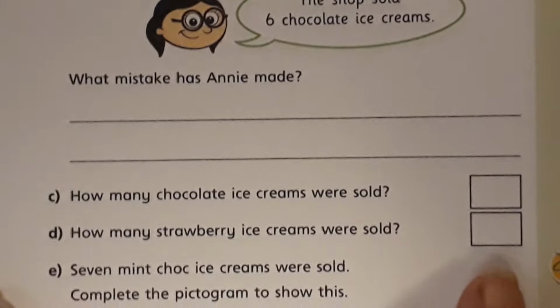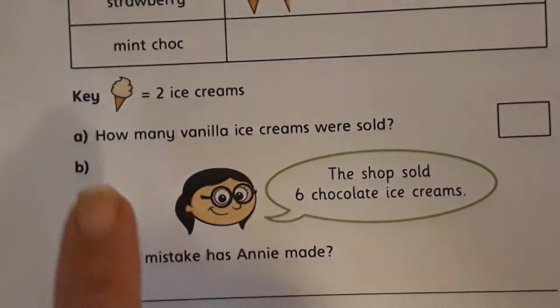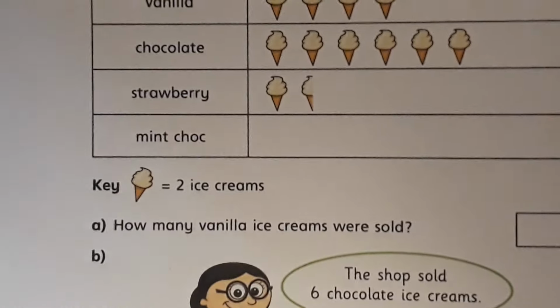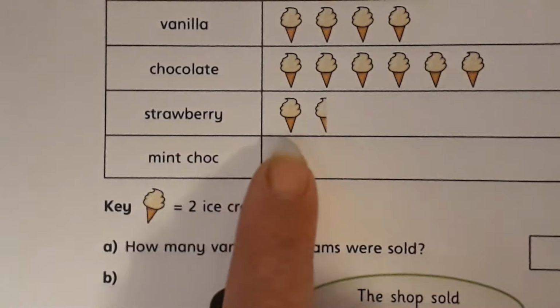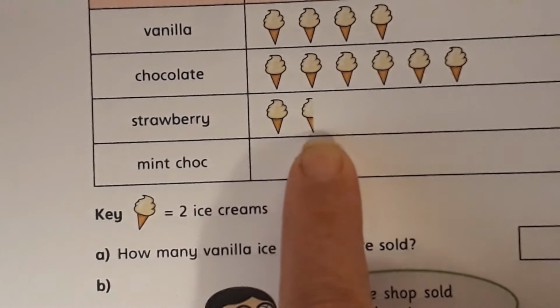The last one, it says part E, 7 mint chocolate chip ice creams were sold. Complete the pictogram to show this. So you've got to draw using the key. If we just have a look here, we know that a whole ice cream represents 2, as it tells us in the key. So if you've got half an ice cream in the pictogram, you work out what that half ice cream represents.